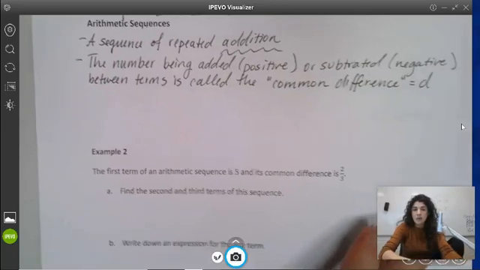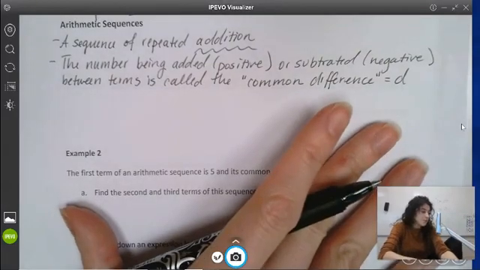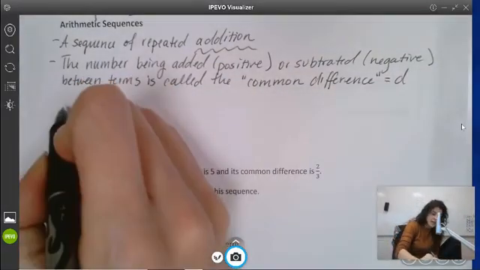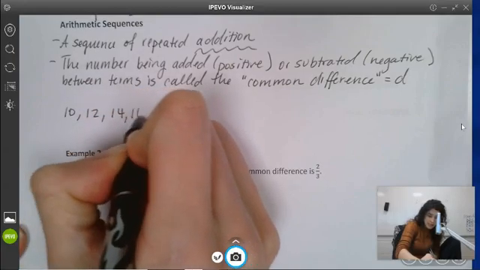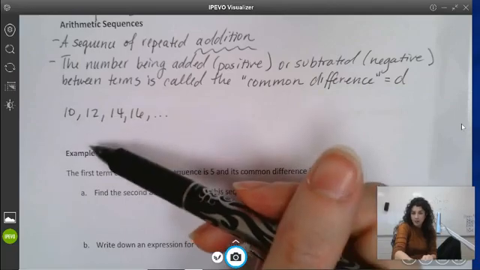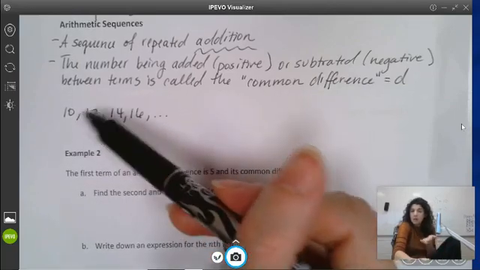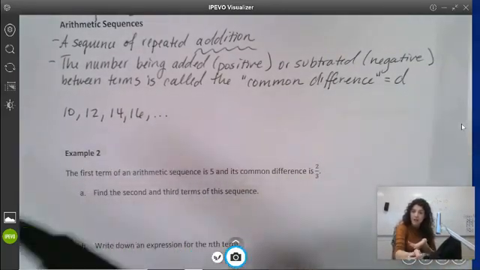D is the variable that we use to represent the common difference. So the common difference for, let's say, 10, 12, 14, 16. This is an arithmetic sequence because we are adding a number every single time. And the common difference here would be 2, positive 2, because we're adding 2 every single time.